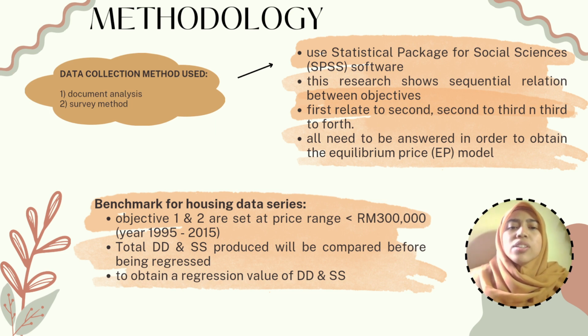What I meant is that the first could be related to the second, could be related to the third, and the third could be related to the fourth. But all need to be answered in order to obtain that EP model. So, for the benchmark for housing data series, they put how they find the objective first and second. They set the price range below 300,000 ringgit, from the year 1995 until 2050.